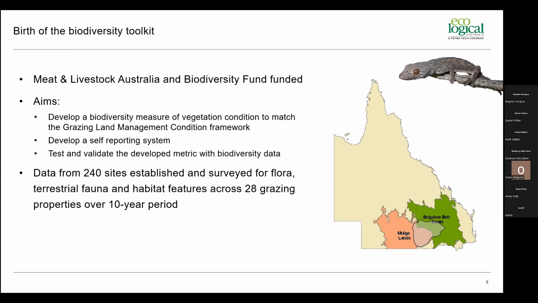And then the fantastic thing was that they also funded us to test and validate whatever we came up with against actual biodiversity data, to prove that it worked or not. So we spent an intense time, a wonderful time out in the paddocks, for a number of years. And we basically went to about 240 sites, which were surveyed at least 4 times across 28 different grazing properties over a 10 to 15 year period.